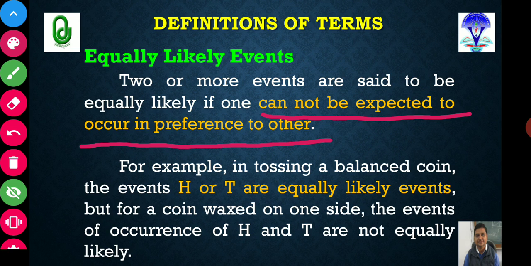For example, suppose you are tossing a coin again. In case of a balanced coin, that means you have not manipulated the coin, the events head or tail are equally likely because the chance of occurrence of head and tail is equal. You cannot prefer head in comparison to tail. But suppose a coin is waxed on one side. Then the occurrence of head and tail are not equally likely because there will be favoritism for a particular event, either head or tail. So such events are not equally likely. But if the chances of occurrence of the events are equal, then it is called an equally likely event.